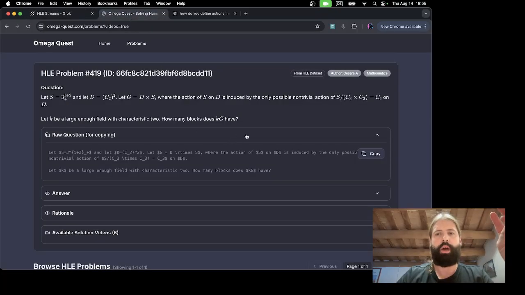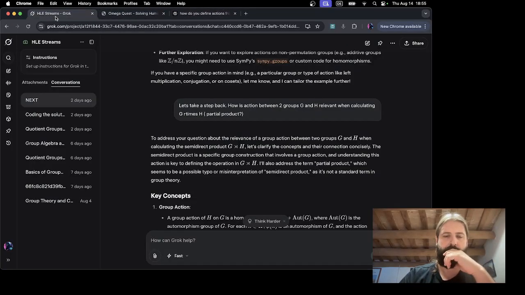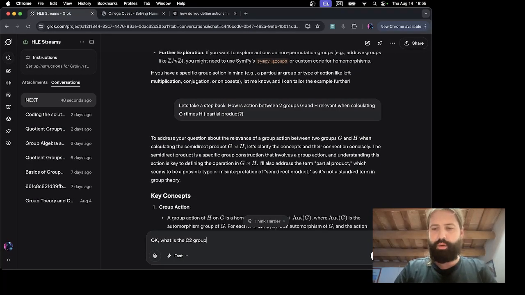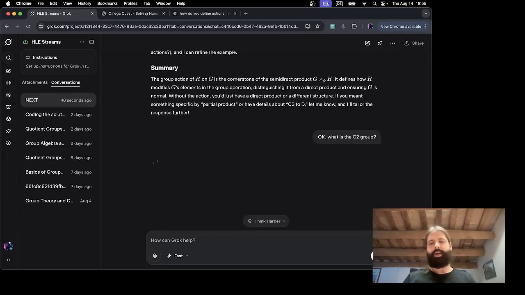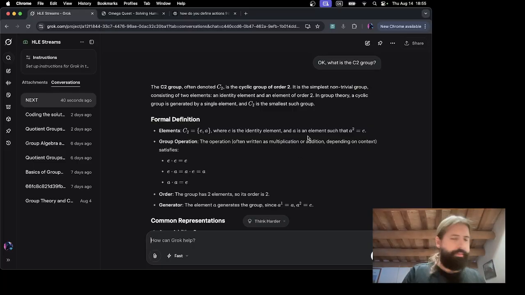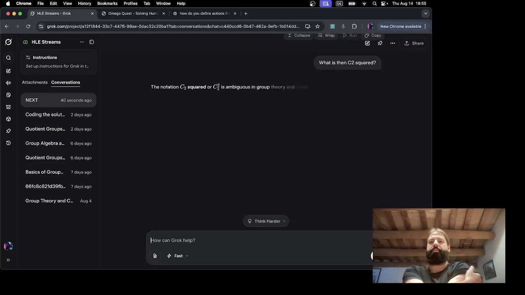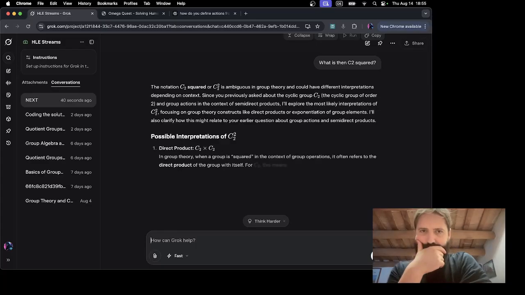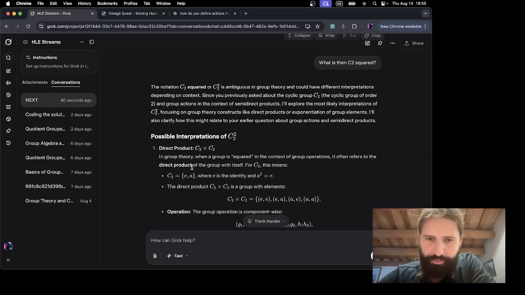Now, looking at C3 and C2. Okay, so what is C2? What is the C2 group? I guess it's the cyclic group with two elements. Yeah. What is then C2 squared? I guess it's C2 times C2, right? I guess so.